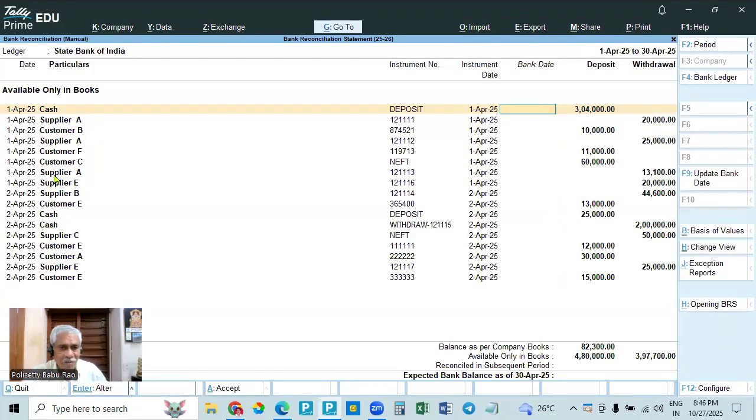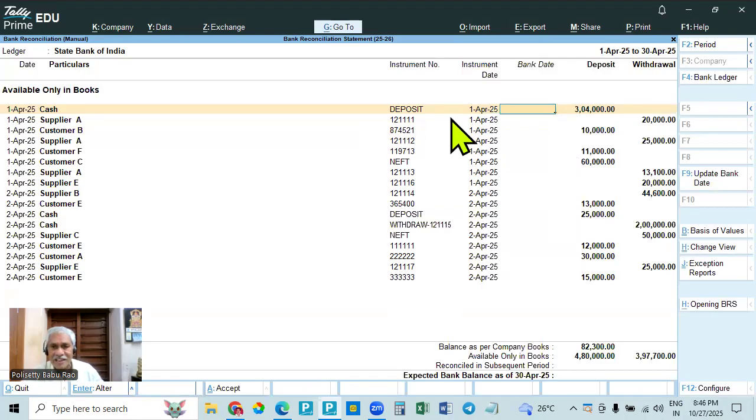So this one is available, this one is available, and this is the instrument date. Instrument date means check date. Instrument date is given. So this is the transaction date, and this is the instrument date. Generally both will be the same. Sometimes the instrument date will be different. And the instrument number, NEFT or RTGS or check number, and all these will be given here.